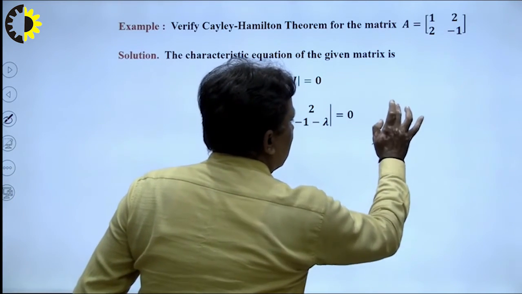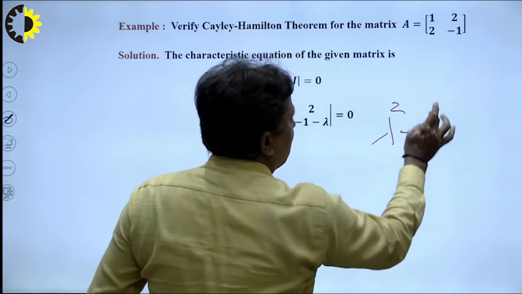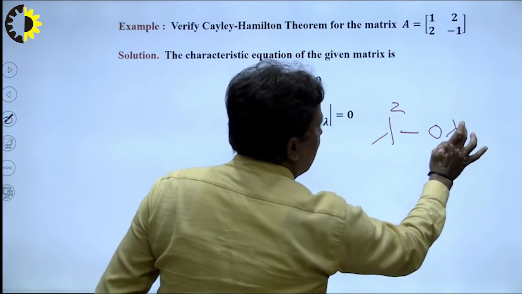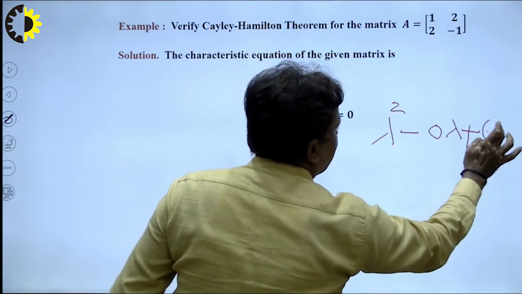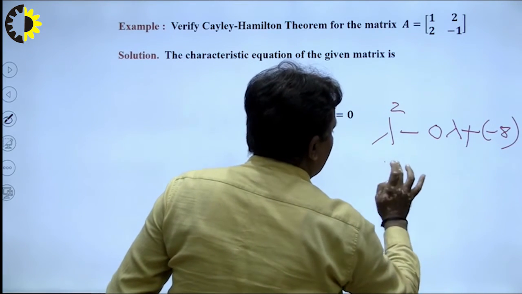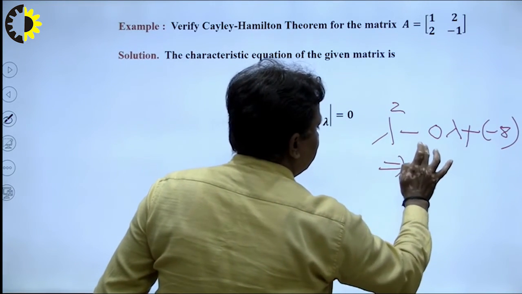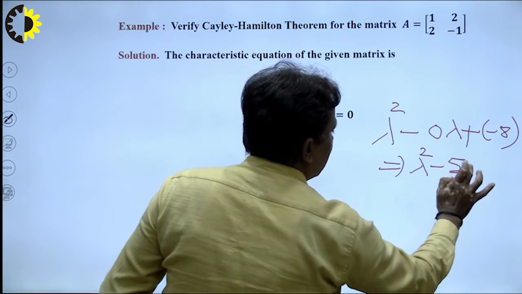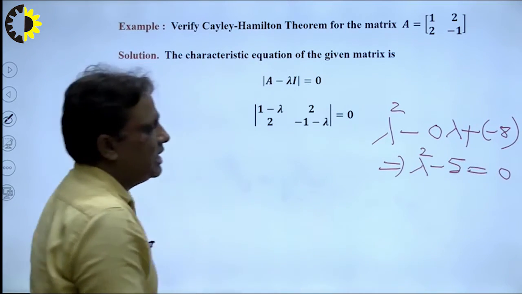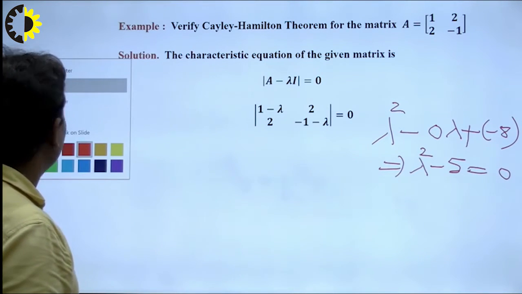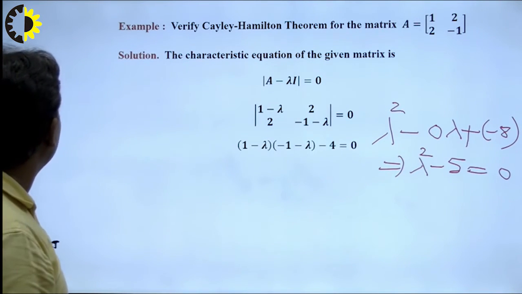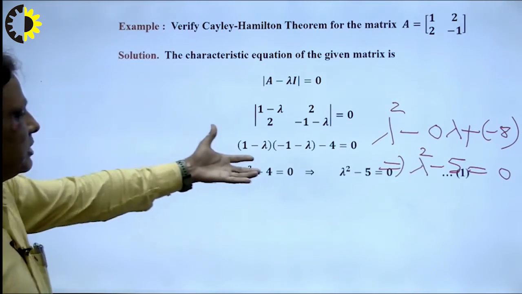So lambda square minus trace times lambda, where the trace is 0, plus the determinant, which is minus 1 and 4, equal to minus 5. So we can calculate here lambda square minus 5 is equal to 0. This is the characteristic equation, which we can get directly without any calculation. So the result is lambda square minus 5.